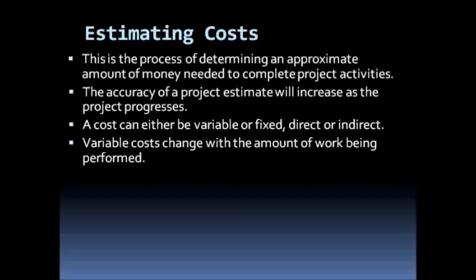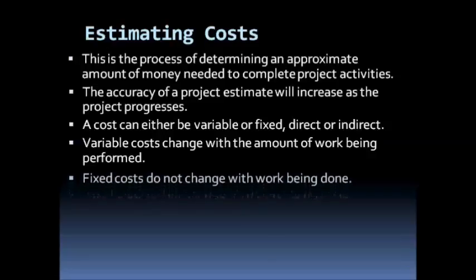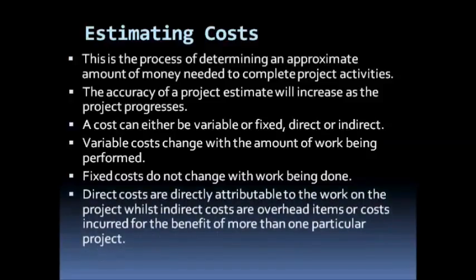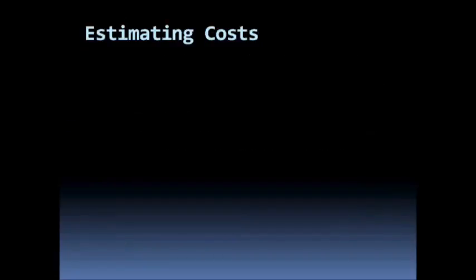Variable costs are those which change with the amount of work being performed, and fixed costs do not change with the work being done. Direct costs are directly attributable to the work on the project, and indirect costs are costs that are incurred for the benefit of more than one particular project.